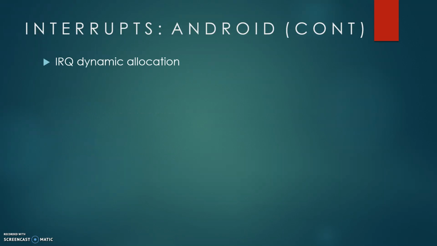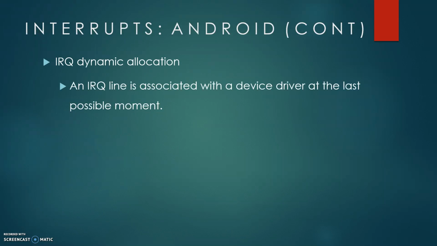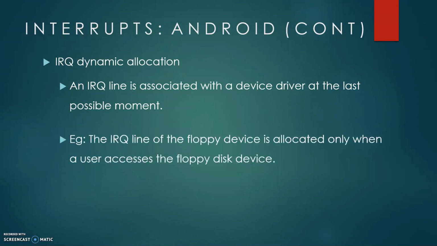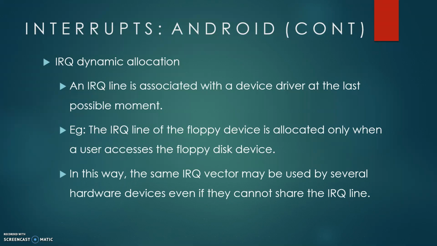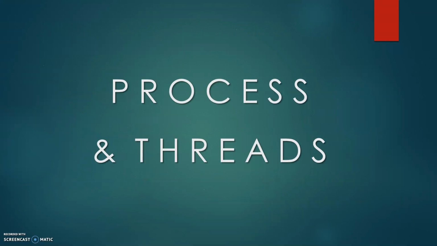Next, we have the IRQ dynamic allocation. An IRQ line is associated with a device driver at the last possible moment. For example, the IRQ line of the floppy device is allocated only when a user accesses the floppy disk device. In this way, the same IRQ vector can be used by several hardware devices even if they don't share the same IRQ line.